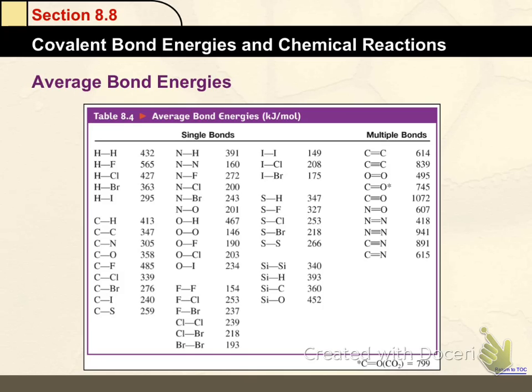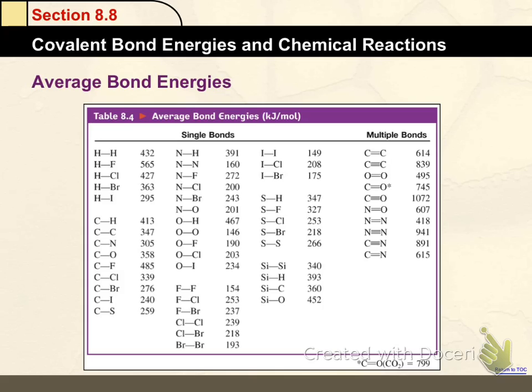So there's a table that's been developed that gives you some very common average bond energies. In your textbook, this is on page 351. On the test, which is not coming up until January 10th, if I'm asking you to calculate the energy released from the breakage of bonds, you're going to have a page like this.